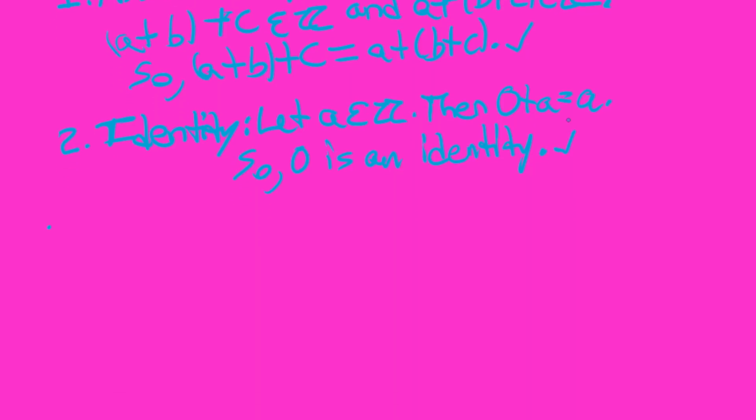And then let's look at inverses. So let's let A be an integer. So then we have A plus negative A equal to 0, where negative A is an integer. So we have inverses for our elements. So what we can conclude is that Z with the binary operation of addition, or the integers with the binary operation of addition, is a group.